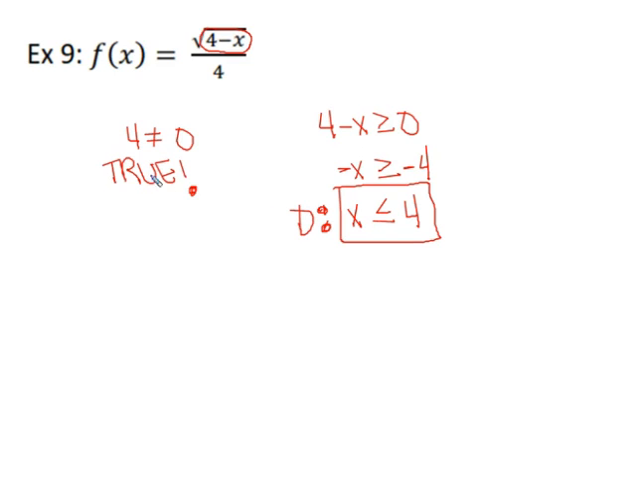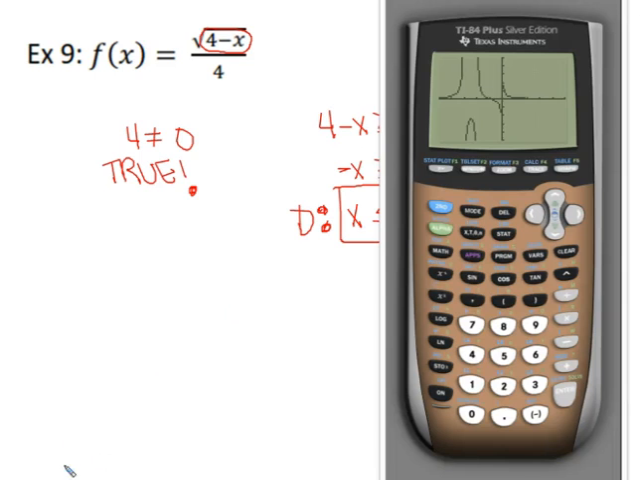Alright, so this is our domain, but now we want to see, are there any points of discontinuity? Well, we don't have to worry about anything here. And this is telling us every single x value is going to work as long as it's less than or equal to 4. So if we check out a graph, let's do the whole top, which is the square root of 4 minus x, and we're going to divide it by 4. And there's our graph.